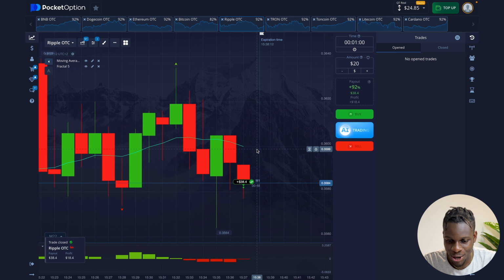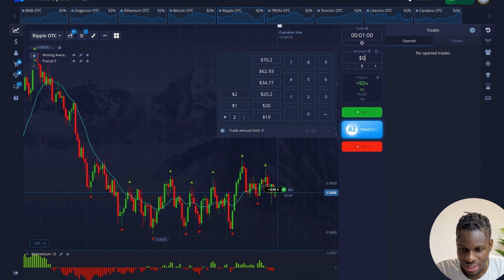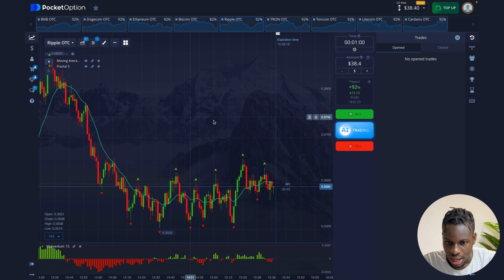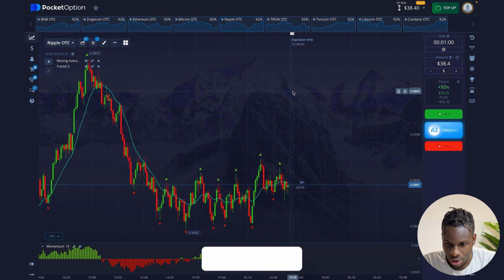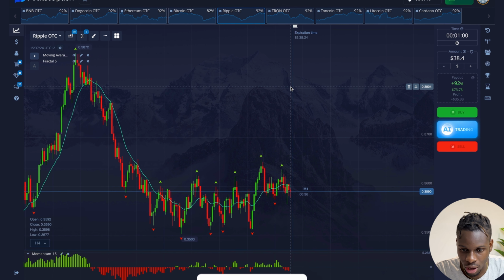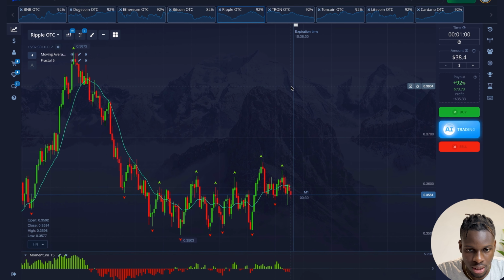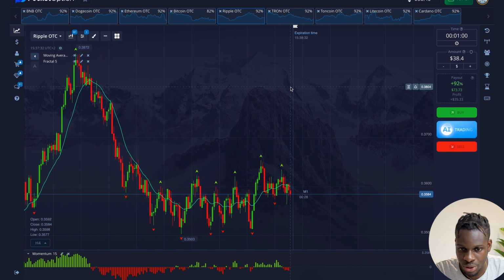Okay, guys, so our second trade closed in a profit. We still have a movement in that direction. We had some losses, so I'm going to open the next trade with the maximum balance so that we can cover up from that. And I'm going to try my best to get the best trades so that we don't have any losses.